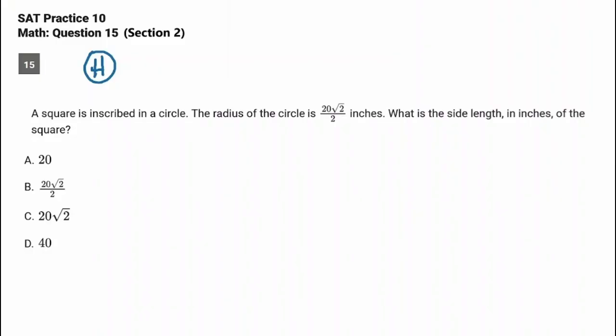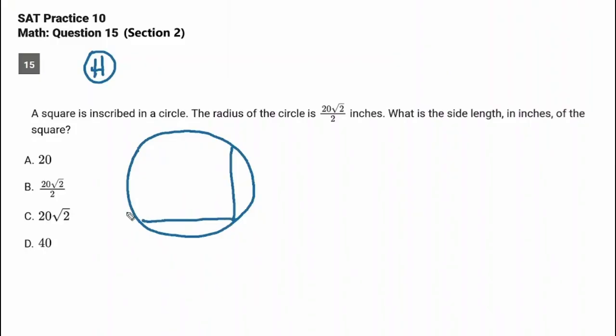All right, where's the figure? As usual, ETS describes it, but doesn't show it to you. So you got to draw it yourself. My advice is always to draw it kind of big. Draw a big old circle. Inscribed means touching, so you're going to have the square touch the circle at all four corners.